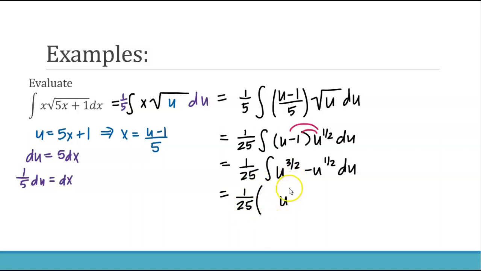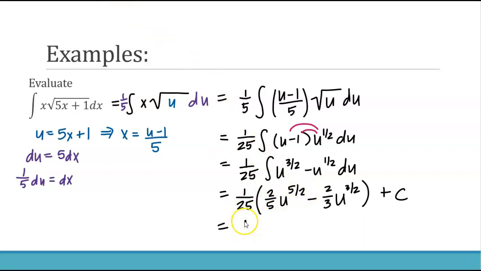I'm going to have u to the 5/2, so I add a power, and then times the reciprocal, times 2/5. And then here I have minus u to the 3/2 times 2/3. And then we're going to have our constant c in the back. All right, so now this is the antiderivative of this function here with u's, so we just have to go ahead and plug the u back in, and we'll also distribute the 1 over 25 back in.